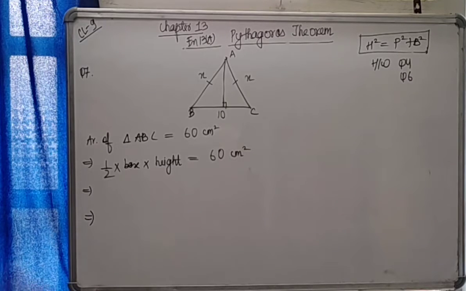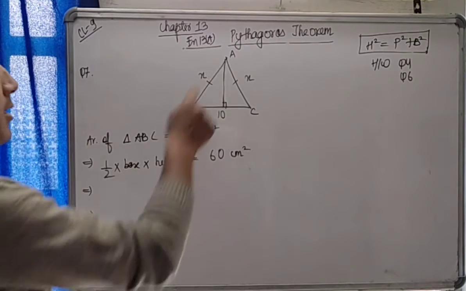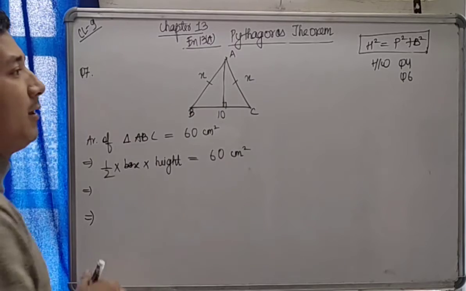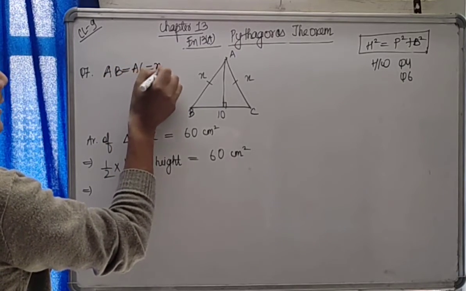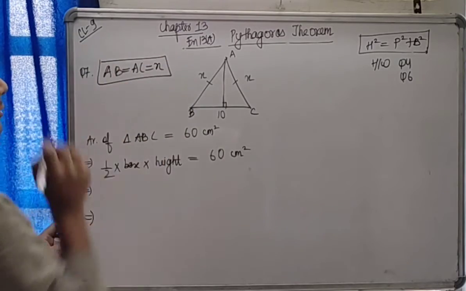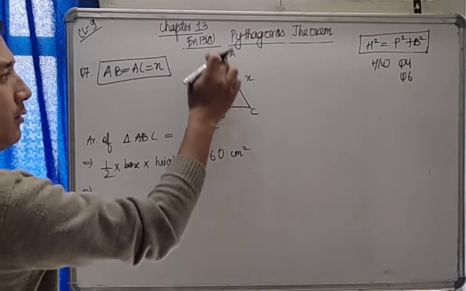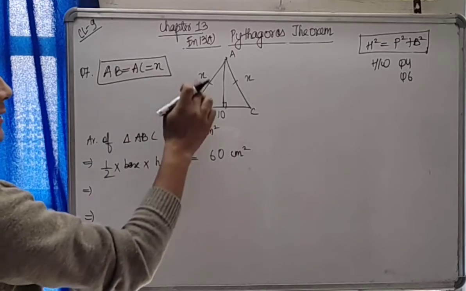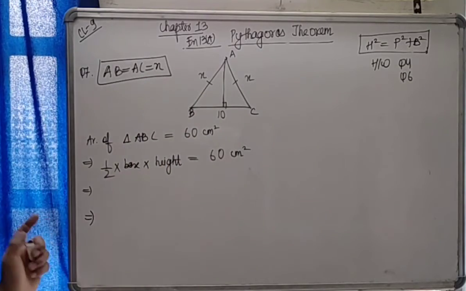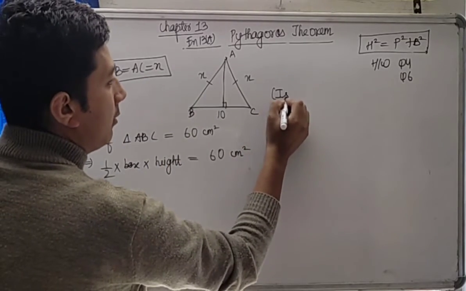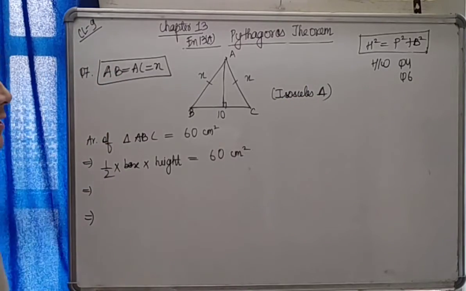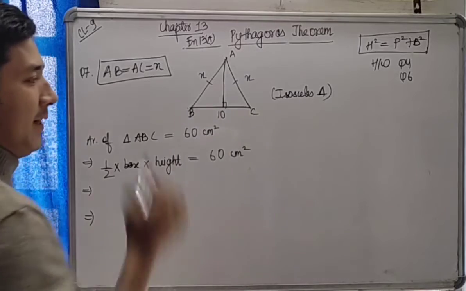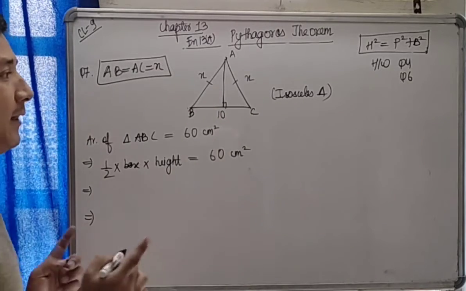In question number 7, the question says in triangle ABC, AB is equal to AC is equal to X. This is given to us. AB and AC are equal, which means it is an isosceles triangle, where two sides are equal. The third side BC is equal to 10. We are asked to find X.